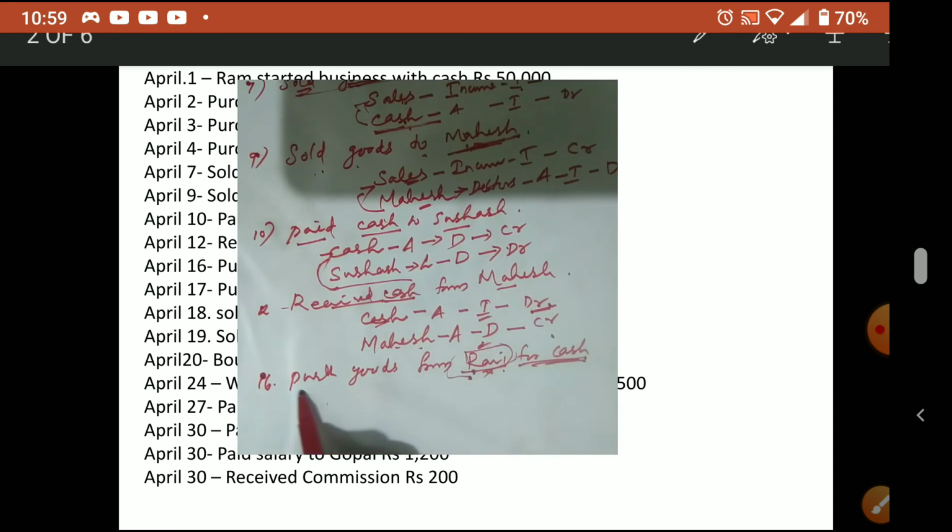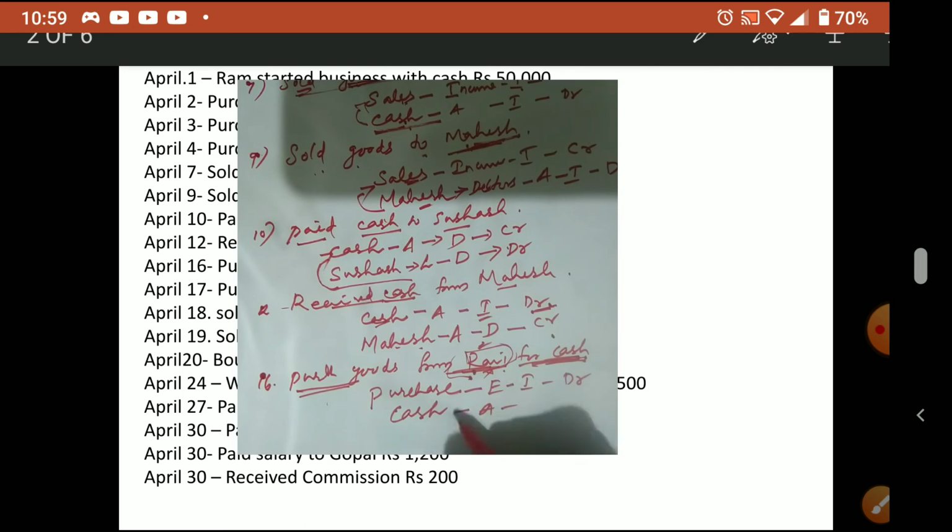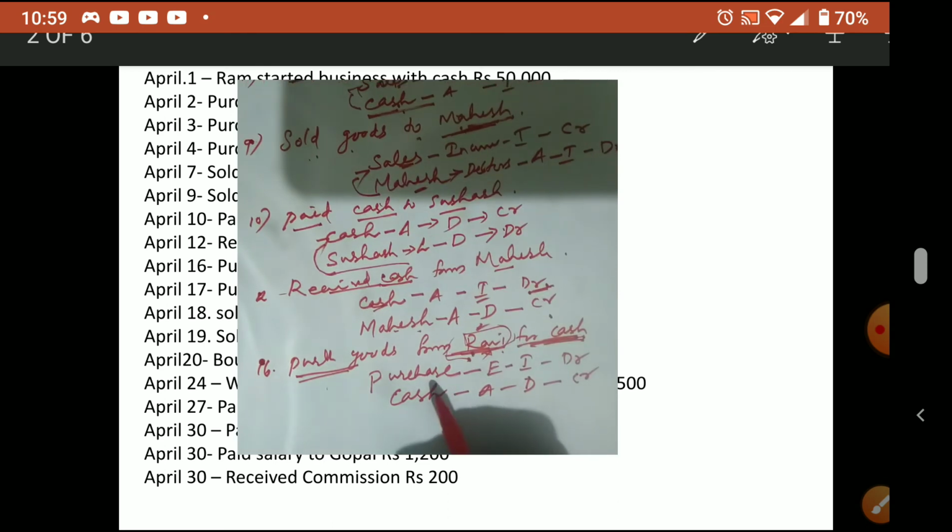Okay. So purchase goods means what is one aspect? Purchase is one aspect. Here Ravi is not important because it is for cash. So cash. So purchase is expense. Already we told purchase expense increase. Debit. Cash is asset. For cash we purchase, asset has gone. Cash has gone. So asset decrease. Credit. Okay. So purchase account debtor to cash.